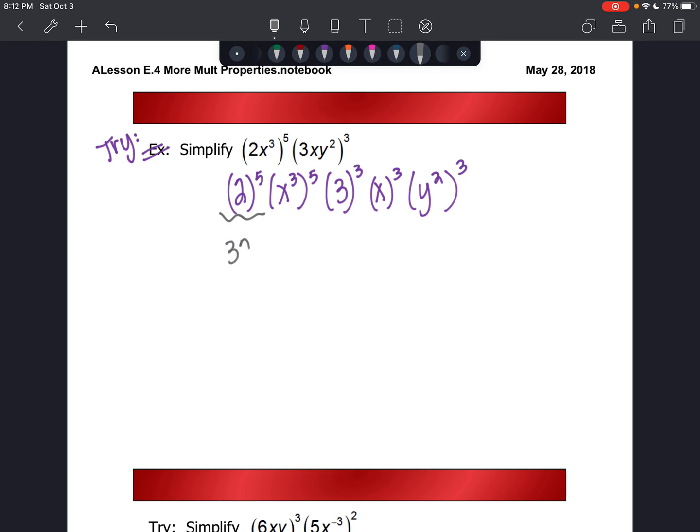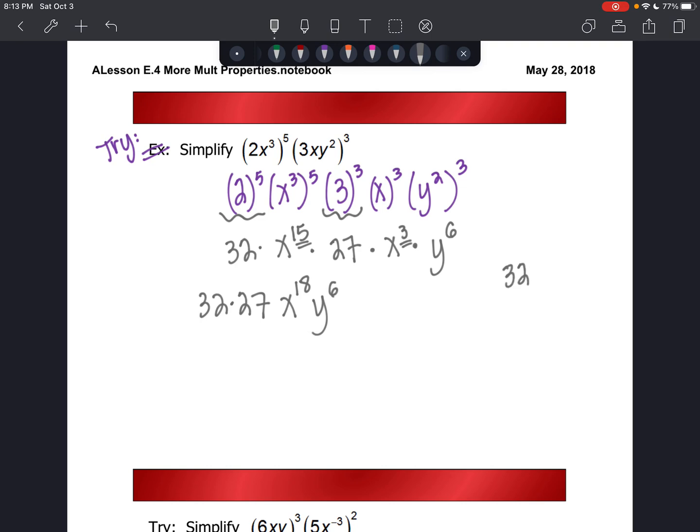2 to the 5th is 32. X cubed raised to the 5th power is x to the 15th. 3 cubed is 27. X cubed, and then y to the 2 times 3 is 6. So I have 32 times 27, x to the 18th power times y to the 6th power.